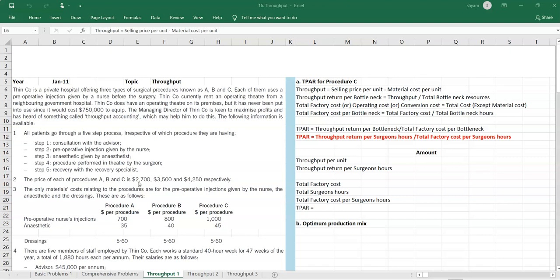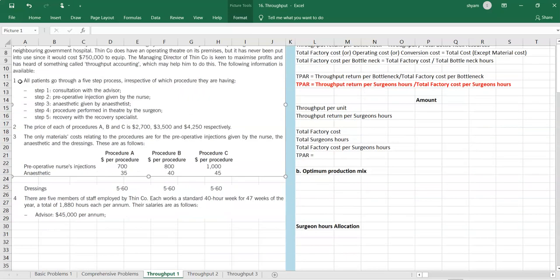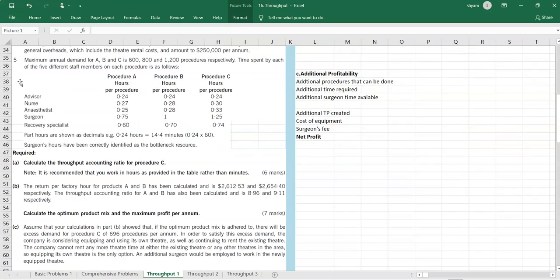So we'll start from this problem. This is again a throughput problem, and this problem was asked in June 2011. Okay. So we'll start from the required. This is a lengthier problem here.